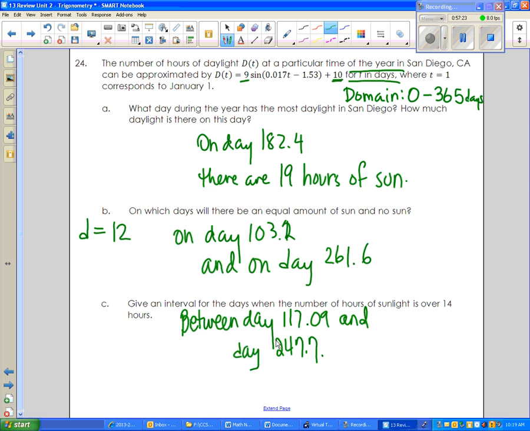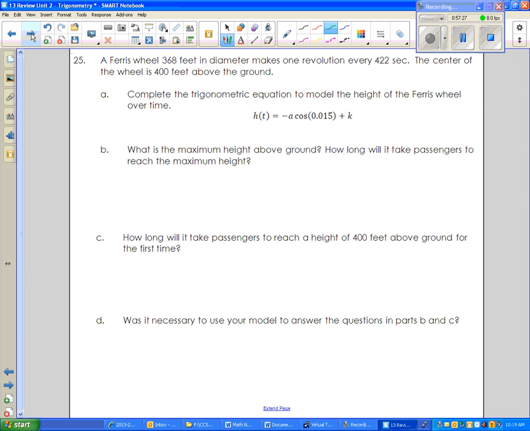Almost done, guys. Problem number 25. This is a Ferris wheel problem. We're told that a Ferris wheel is 368 feet in diameter and it makes one revolution every 422 seconds. So the 422, that's your period. The center of the wheel is 400 feet above the ground.